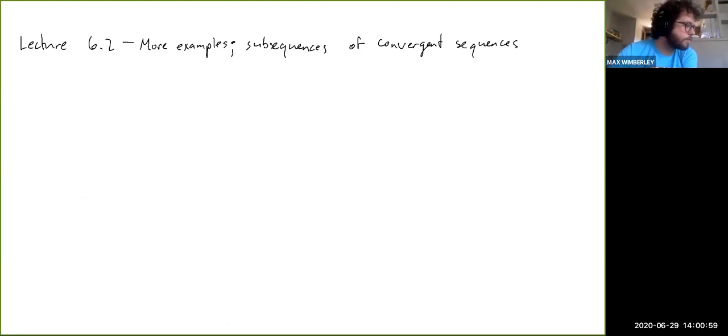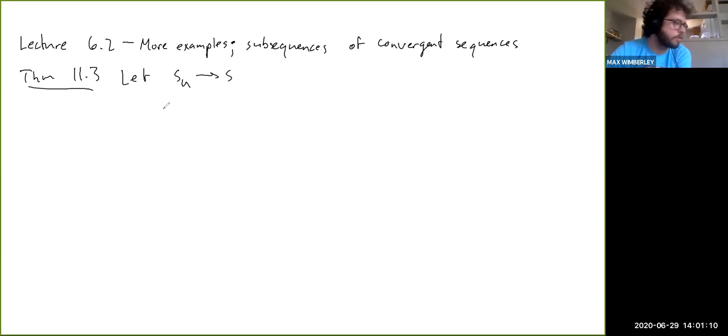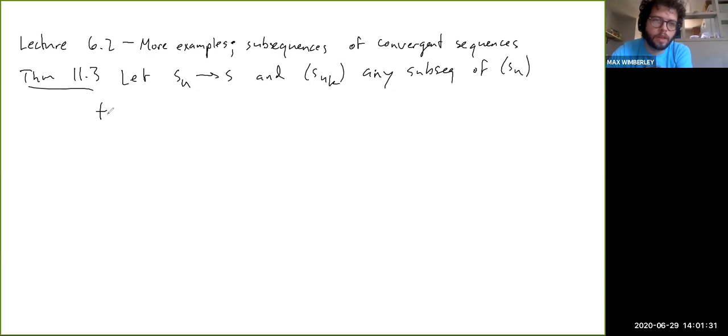Okay, so now let's prove Theorem 11.3, which says that if Sn is a convergent sequence, okay, and Snk is any subsequence of Sn, then Snk converges to S as k approaches infinity as well.